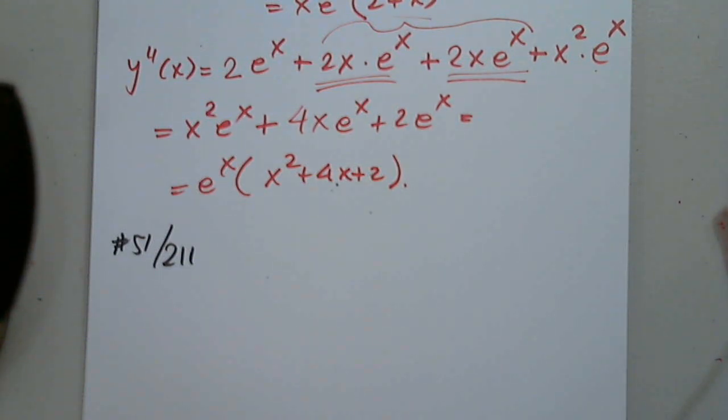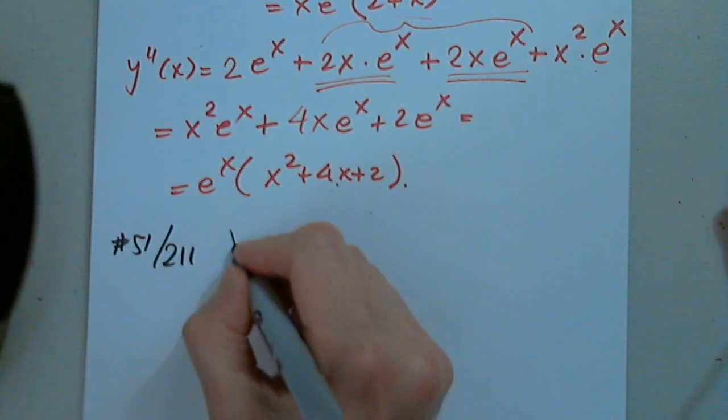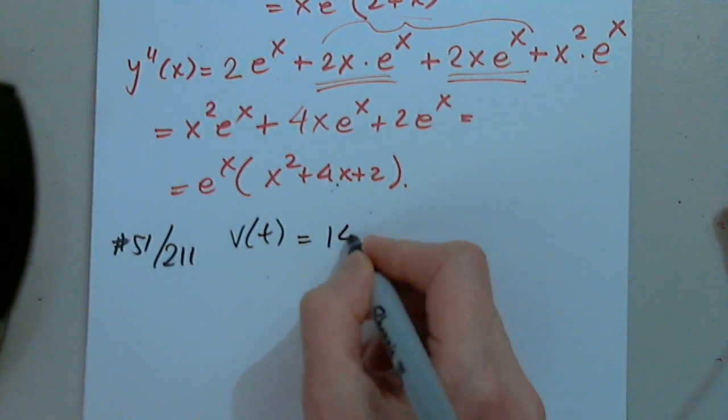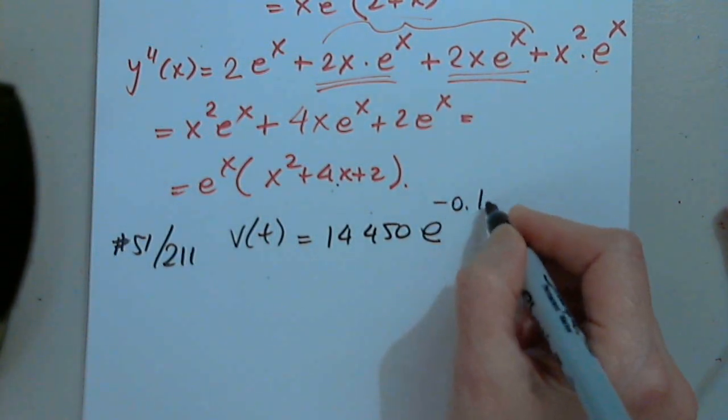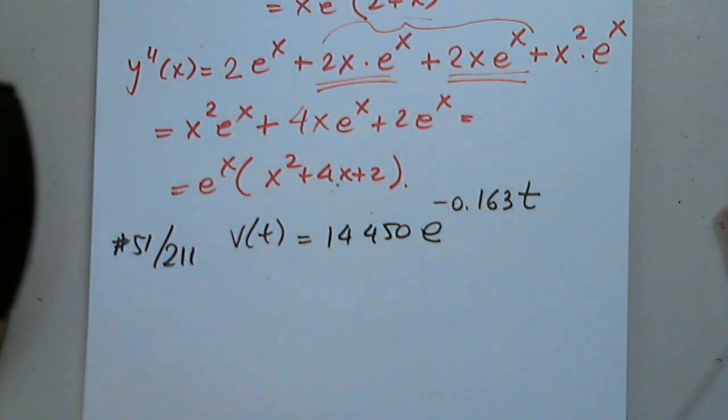Perio's restaurant purchased kitchen equipment on January 1st, 2017. On January 1st, 2019, 2 years later, the value of the equipment was $14,450, and they are giving us V of t. V of t equals 14,450 e to the negative 0.163 t. What is the rate of change in the value of the equipment on January 1st, 2019?